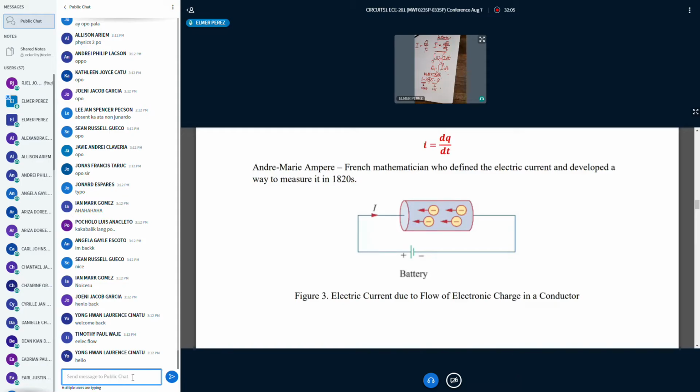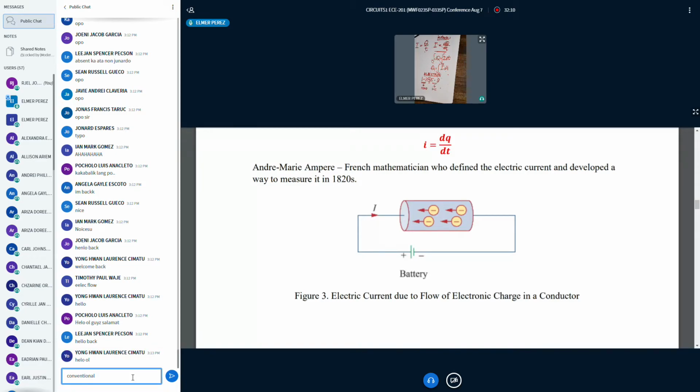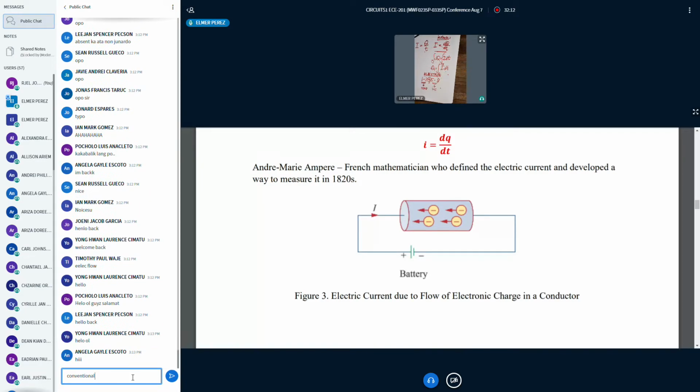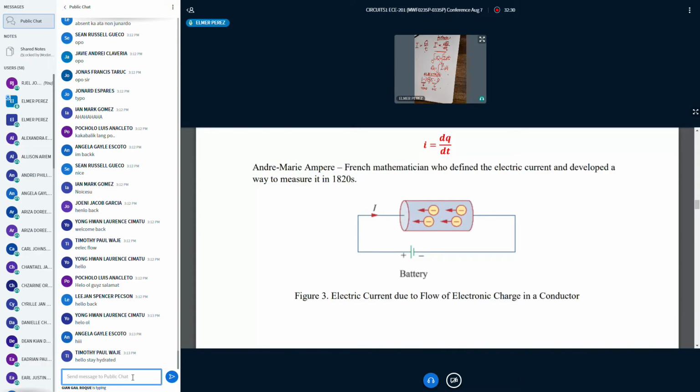Pero pag engineering ang pag-uusapan, ang susundan natin ay not the electron flow, but the conventional flow. That charges move from positive to negative, not the other way around. Okay? So since engineering tayo, applied science, ang sinusundan natin yung conventional flow. Pag science ang pinag-uusapan, yung electron flow. Pero pag sa ECE yata, alam ko baliktad, electron flow yung sinusundan. Pero for electrical engineering, ang sinusundan is the conventional flow.